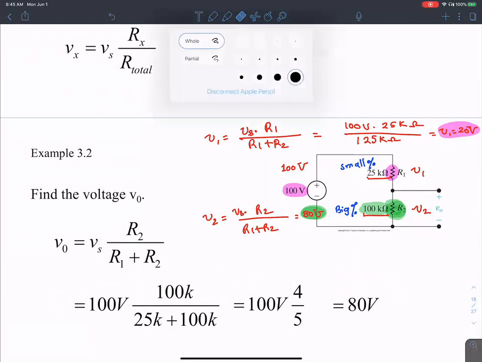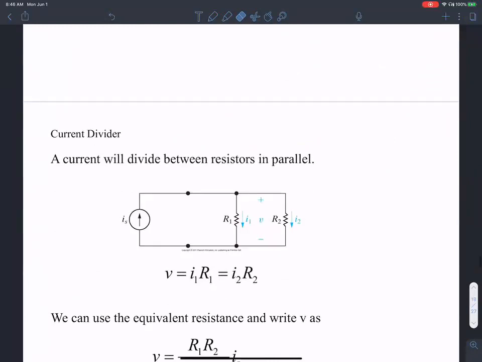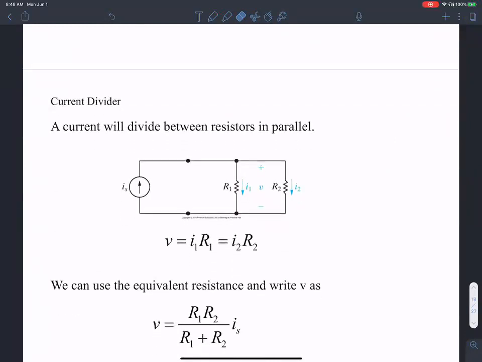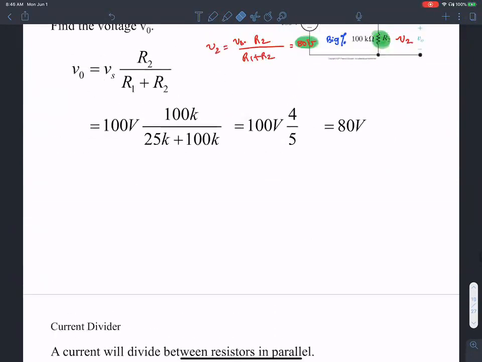A small percentage is dropped across a smaller resistance, the big percentage across a big resistance. A current will divide between resistances in parallel. This is going back.